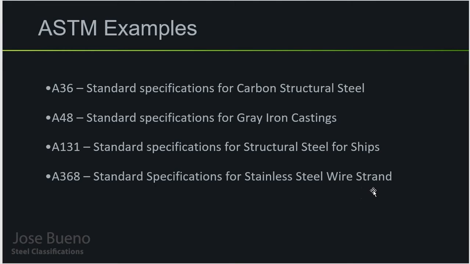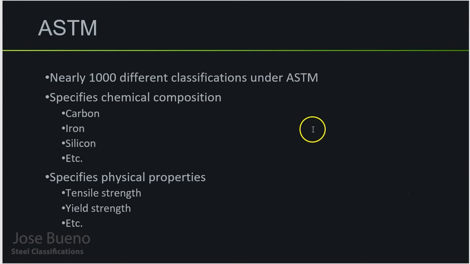Now, these are just randomly picked examples out of a list of almost 1,000 different specifications. I would give you a chart example like I did with the AISI and SAE classifications, but in order to show you the entire list, I probably have to make this like a 45-minute PowerPoint, and I really don't want to do that to any of you. So like I said, there are really close to 1,000 different classifications under ASTM. In order to see the entire list, you would have to go to their website and look that stuff up.